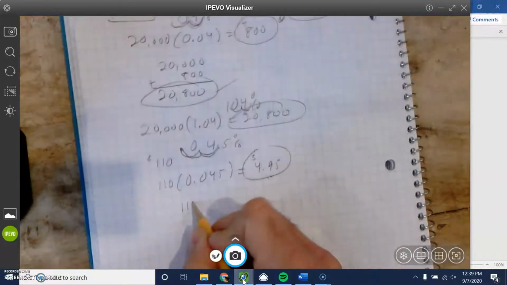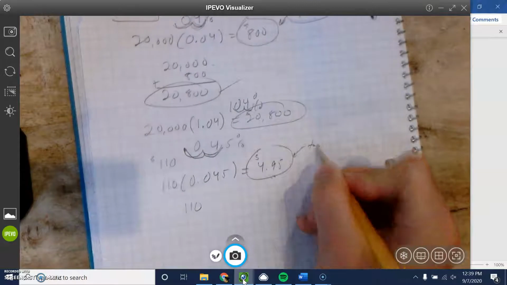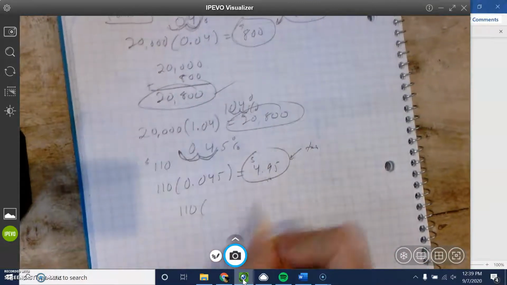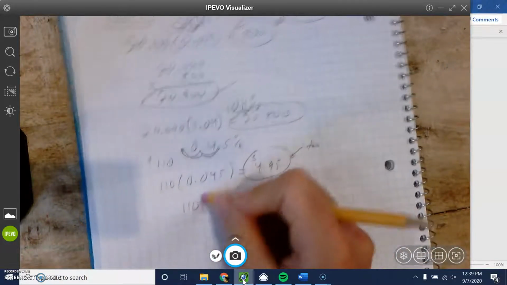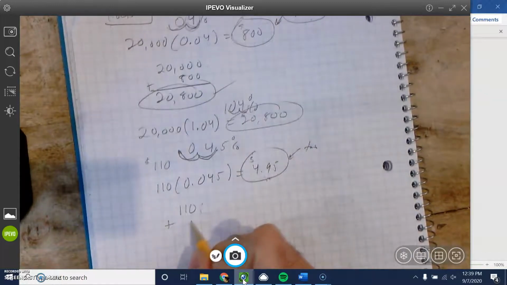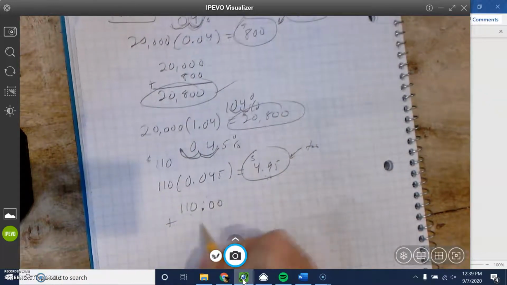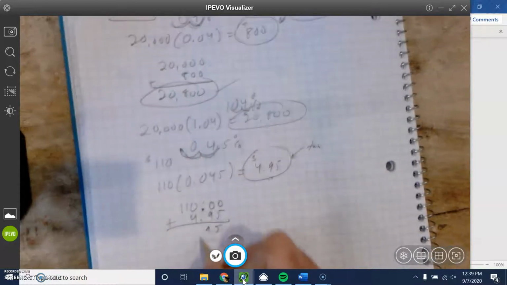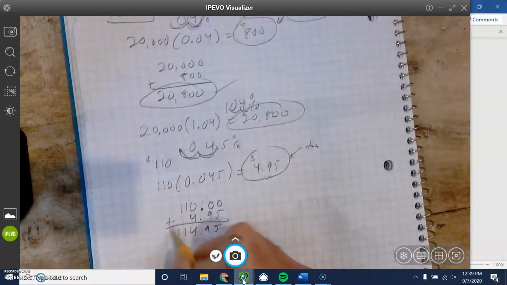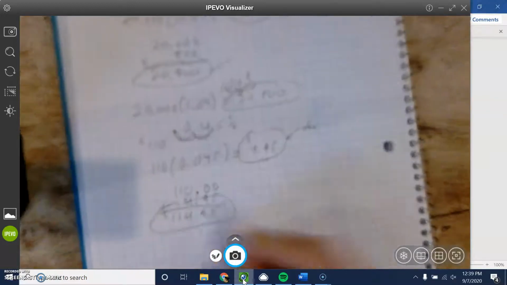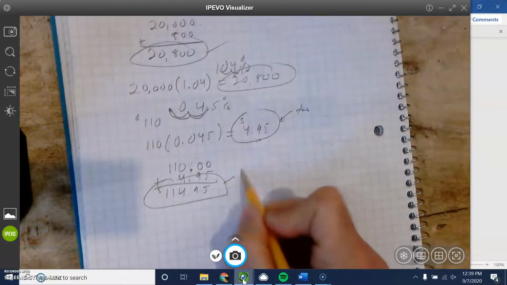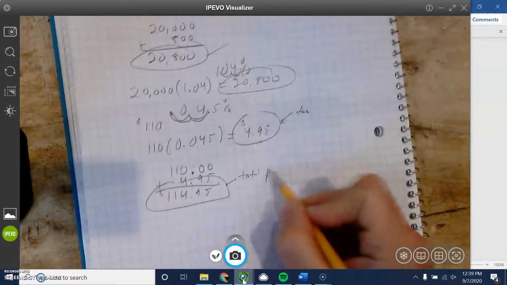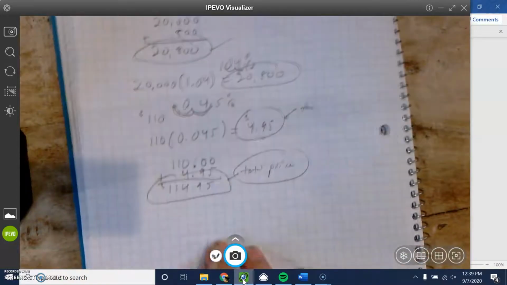So I'm going to take the 110, this is the tax, let's mark it. So $110, and then I'm going to add the $4.95, and I have $114.95, which is the total price of the calculator with the tax involved.